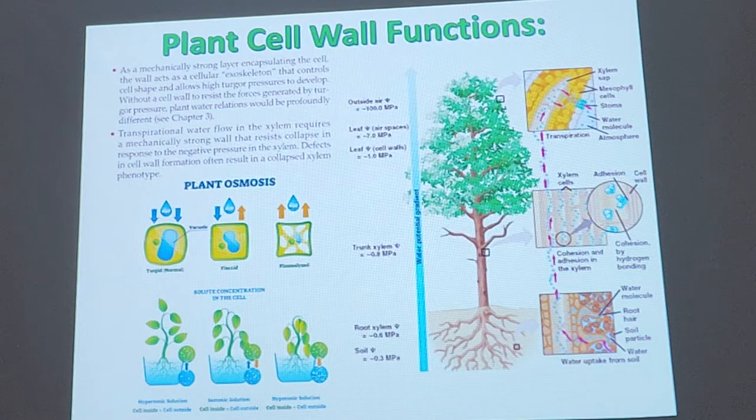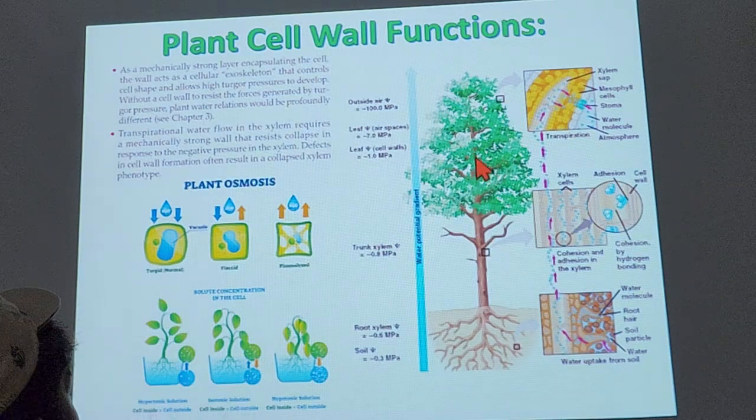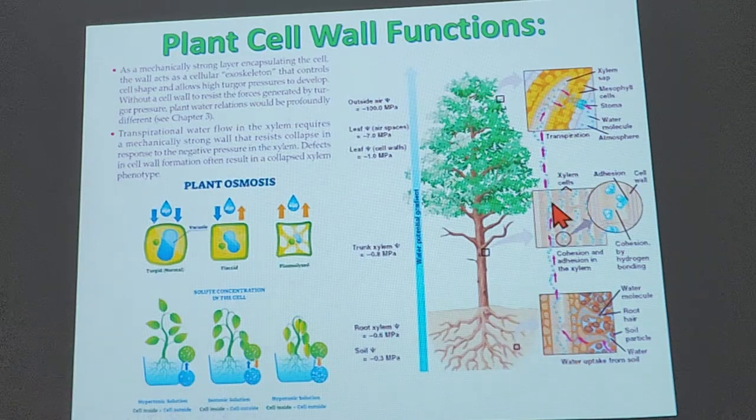Your body cannot handle this. You will pretty much collapse if you were put in this kind of condition, because we do not have the cell wall. So this is why plants are able to transport water at such a great length while not breaking any conduit or tubing inside.